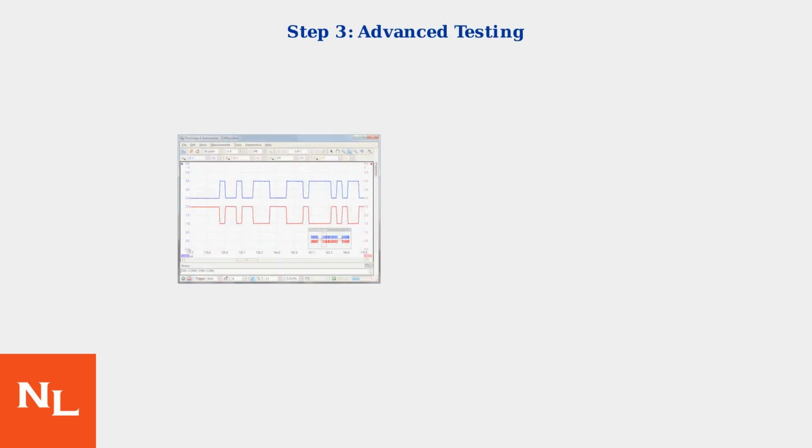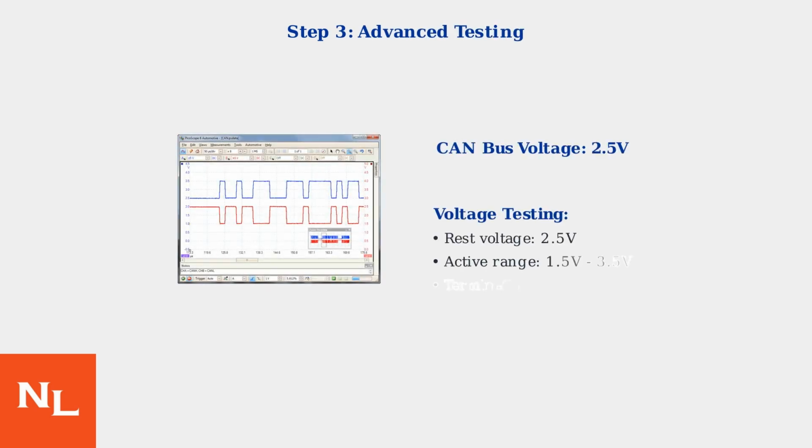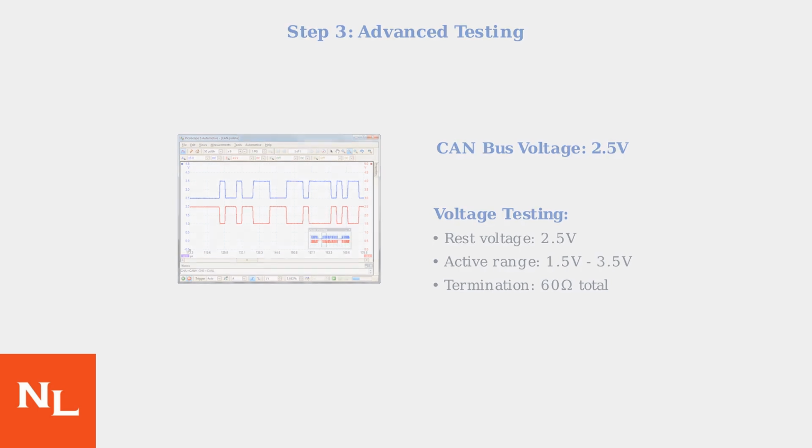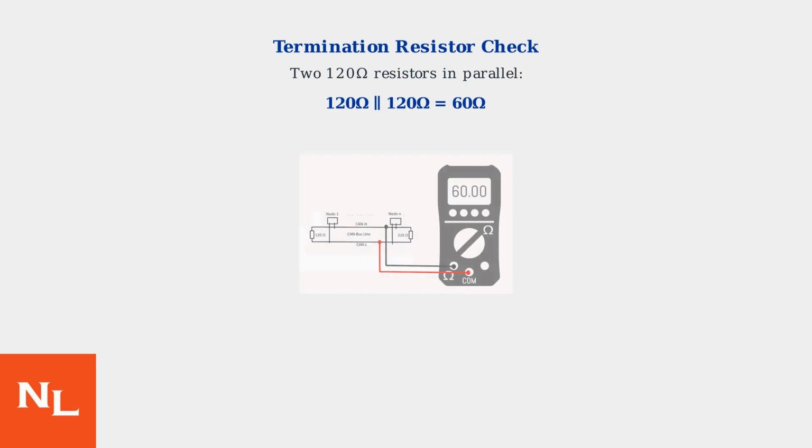Advanced testing involves CAN bus voltage measurements and termination resistor verification. Proper CAN bus voltage should read 2.5 volts at rest, oscillating between 1.5 and 3.5 volts during communication. Termination resistor testing is critical. The total resistance across CAN high and CAN low should measure exactly 60 ohms when both 120 ohm termination resistors are properly connected in parallel.